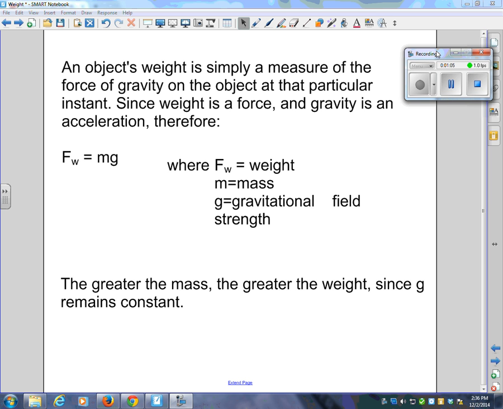An object's weight is simply a measure of the force of gravity on the object, and that at that particular instant. Do you write this down in here? It's up to you. You need to know this. If you think that writing it down helps you, write it down. If you think just sitting there listening helps you, sit there and listen. Do what you need to do to make you learn this. But having said that, don't just be lazy.